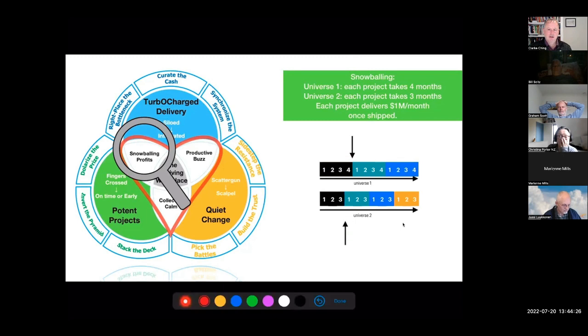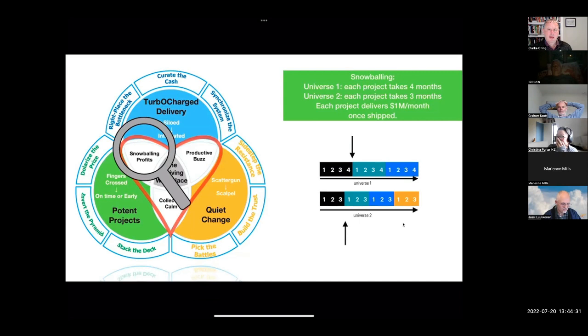Let me show you something. Each project delivers, say, $1 million extra profit a month once it's shipped. So in Universe 2, project one contributes $1 million more than in Universe 1, even though they were identical; it's just a lot quicker. That's straightforward. I'm not playing any games here.